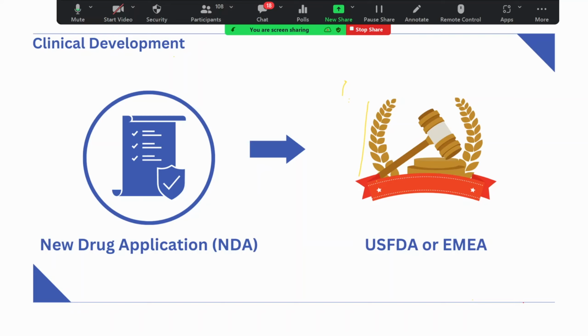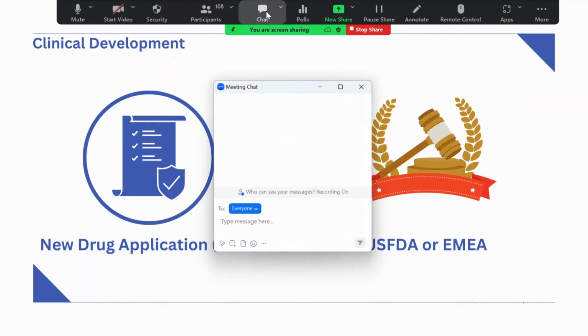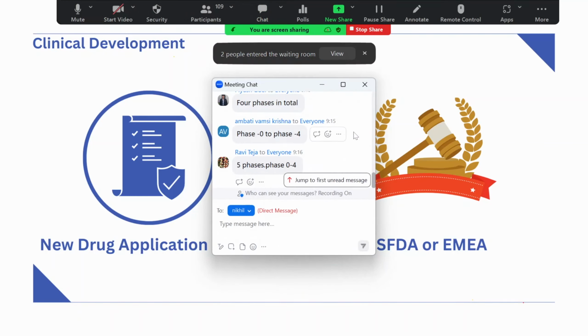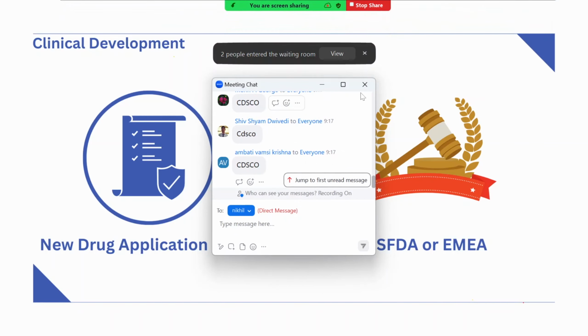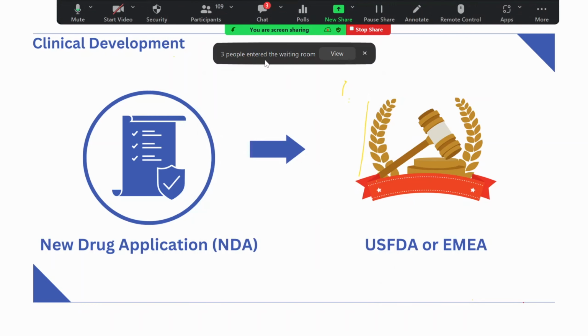And here I would like to ask a question. Do any one of you have any idea about the regulatory body of India? So yes, that's great. CDSCO. Yeah, that's great. So CDSCO is our regulatory body, the Central Drugs Standard Control Organization. And let us get back to our topic, and thank you all for answering.